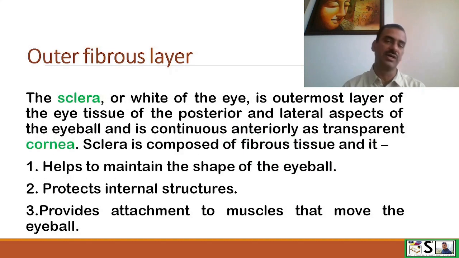First is outer fibrous layer. The sclera or white of the eye is the outermost layer of the eye tissue of the posterior and lateral aspect of the eyeball. It is continuous anteriorly as transparent cornea. Sclera is composed of fibrous tissue and it helps to maintain the shape of the eye, that is spherical shape, protects internal structures and provides attachment to the muscles which help to move the eyeball and are known as extraocular muscles.